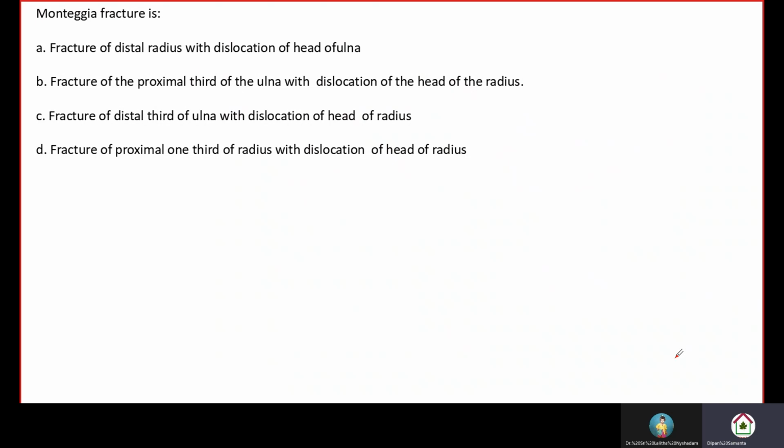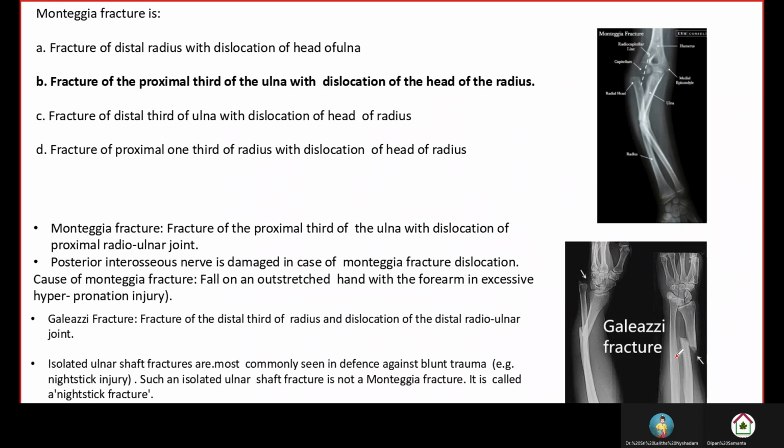Okay, so Monteggia fracture. Is it a fracture of the distal radius with dislocation of the head of the ulna? Fracture of the proximal third of the ulna with dislocation of the head of the radius? Fracture of the distal third of the ulna with dislocation of the head of the radius? Fracture of the proximal one third of the radius with dislocation of the head of the radius? So the answer is fracture of the proximal third of the ulna with dislocation of the radial head.